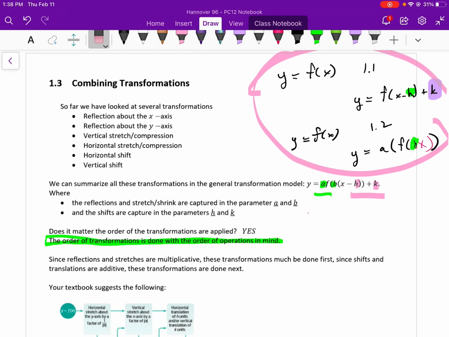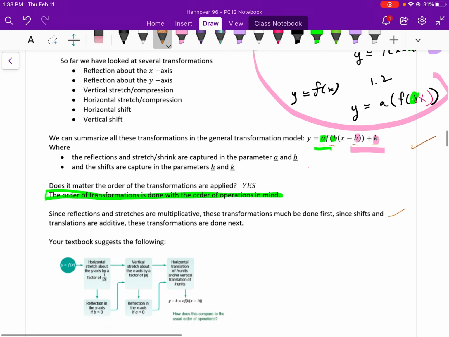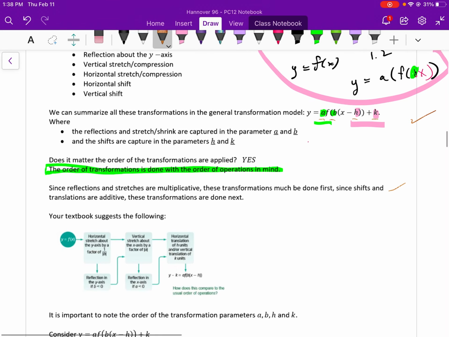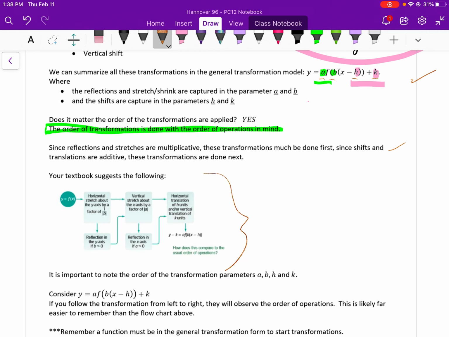Some people might even say, whoa, all of this is too hard. So if I just follow the order in which they appear, will I get the right result? Yes, absolutely. So I'm going to read this part here. Since reflections and stretches are multiplicative, these transformations must be done first. Since shifts and translations are additive, these transformations are done next. Or, please do what your textbook suggests.